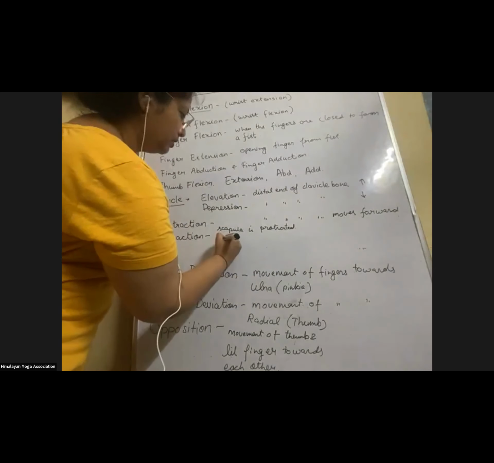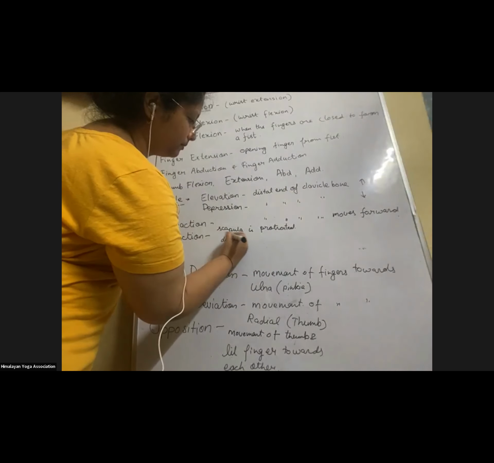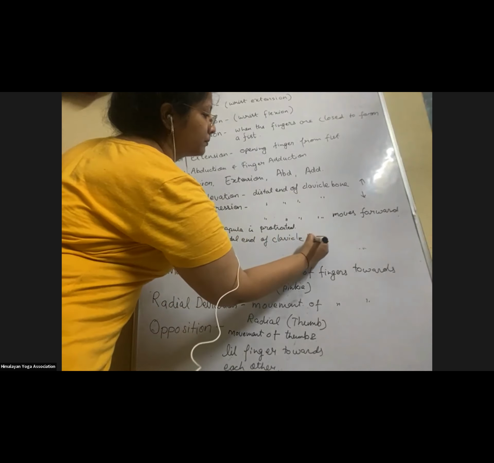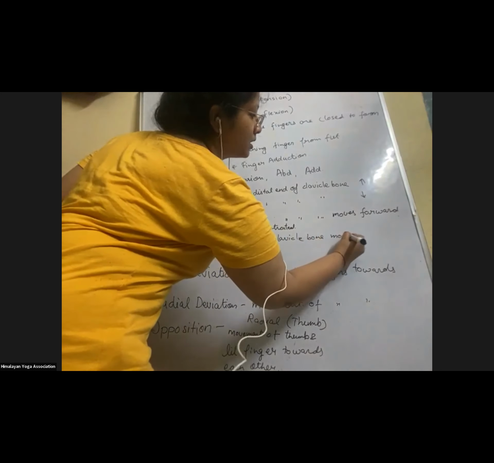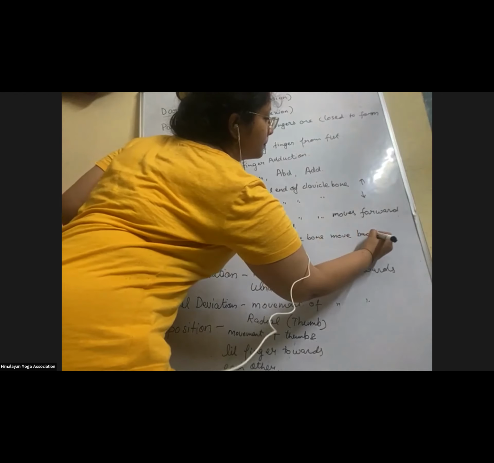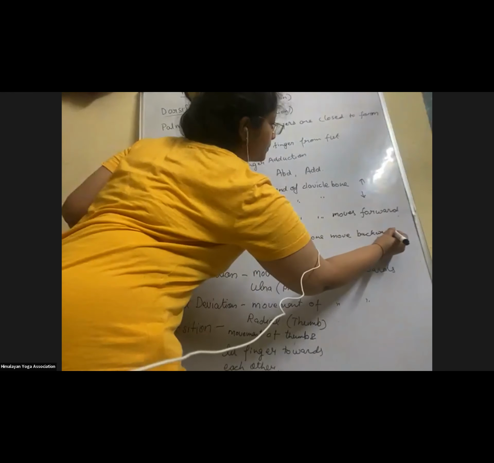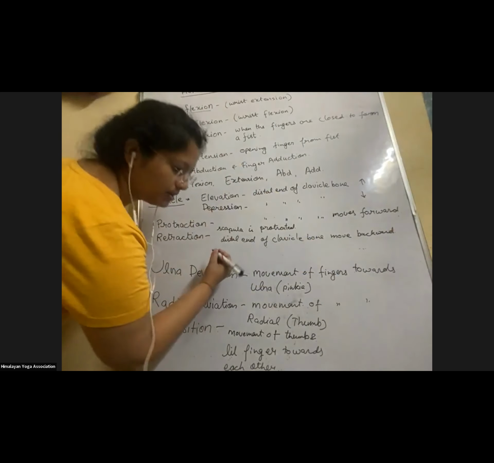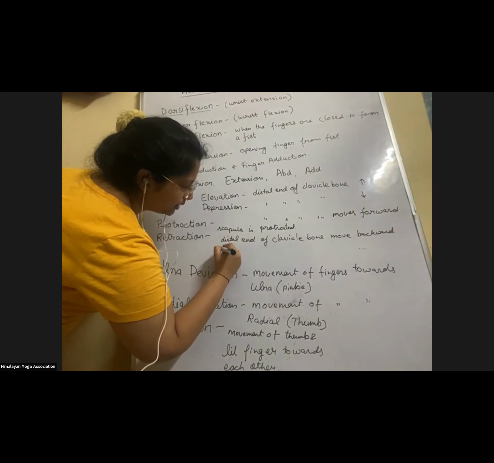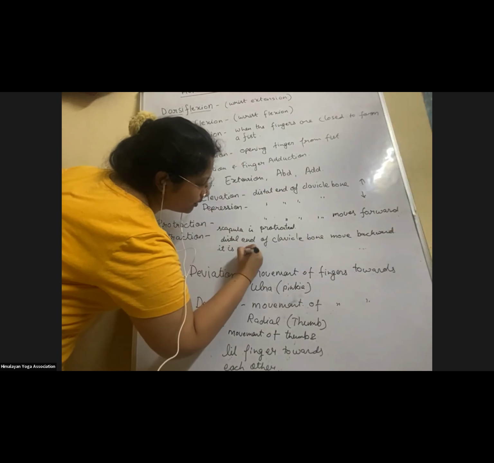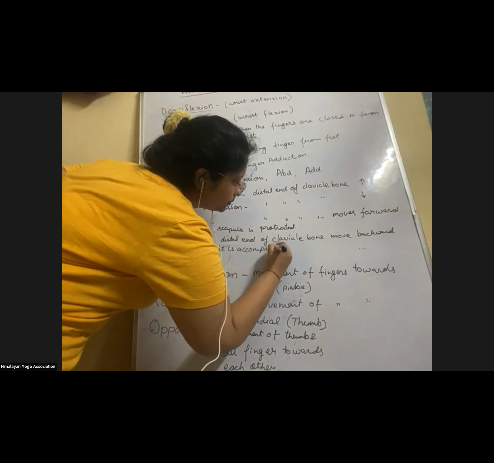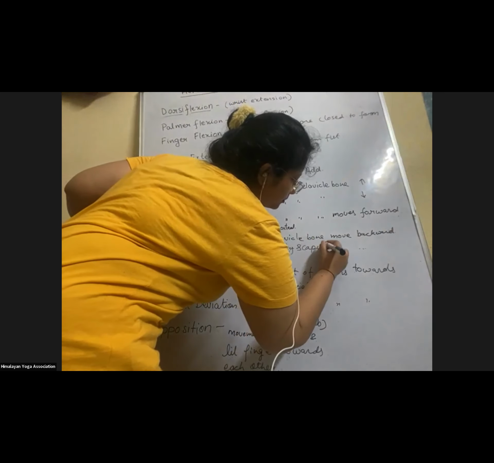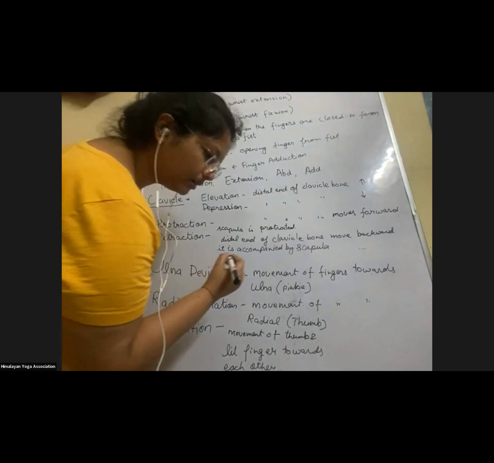And when the distal end of clavicle bone moves backward, the opposite of protraction is retraction. It is accompanied by scapula retraction.